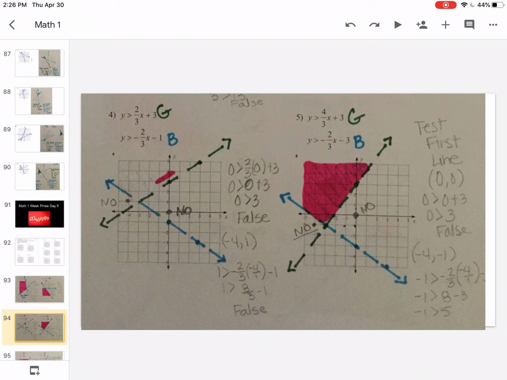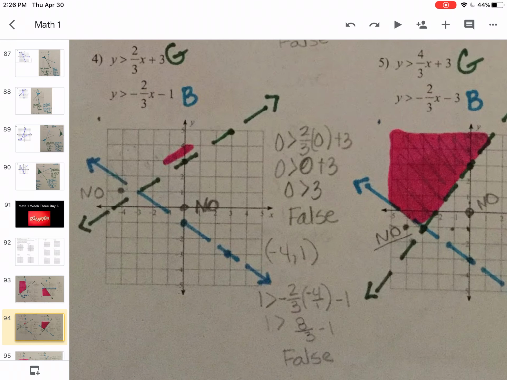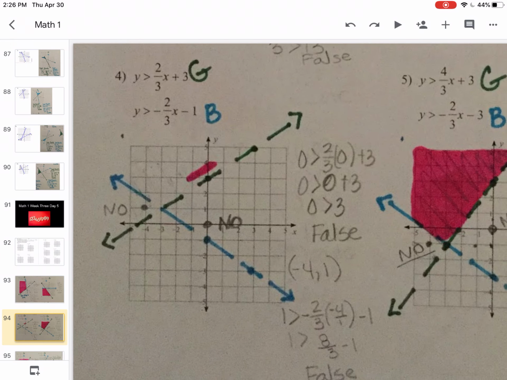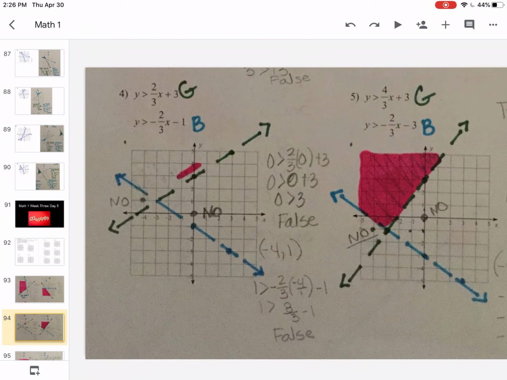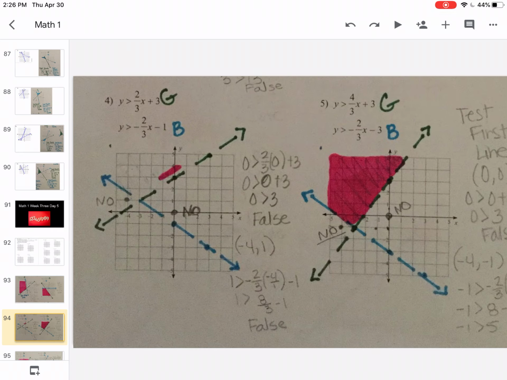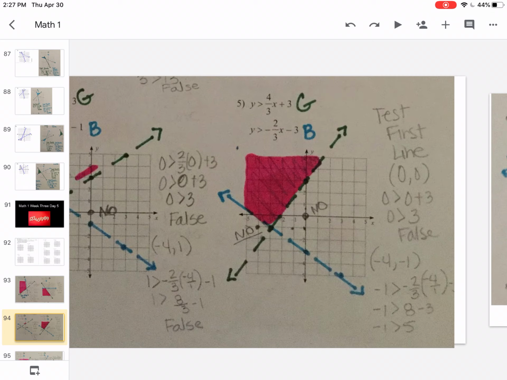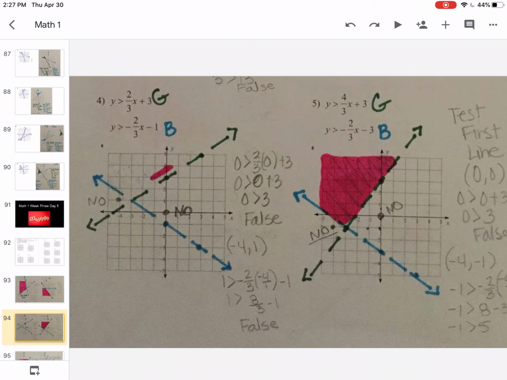For number 4, let's see. I don't know if I got lazy or I got distracted, but you see where the pink is? That should all be shaded in, okay? So I must have got distracted, but I'll show you at the end what your teacher is giving you as your key, okay? So for the first one, I have test points, okay? And then for the second one, I just use 0, 0. And the same thing for number 5, okay? So you're just doing those test points.